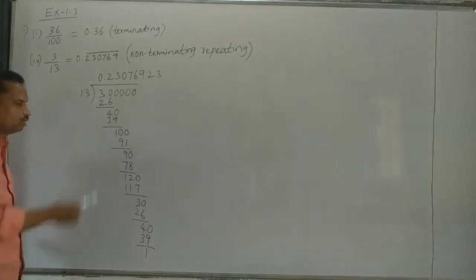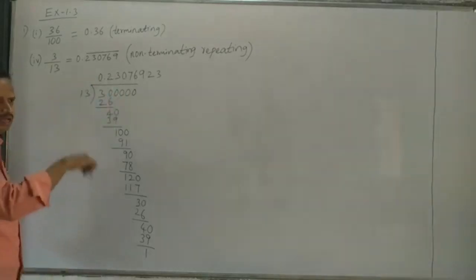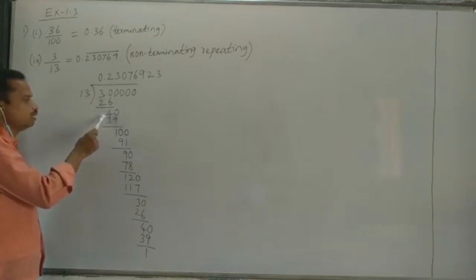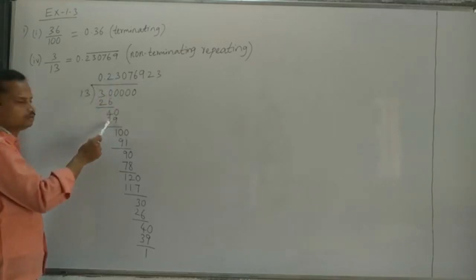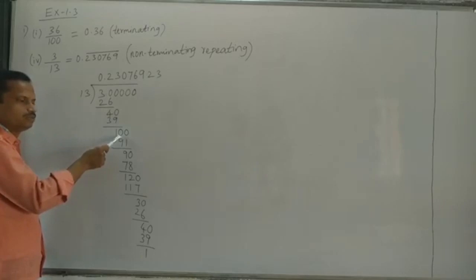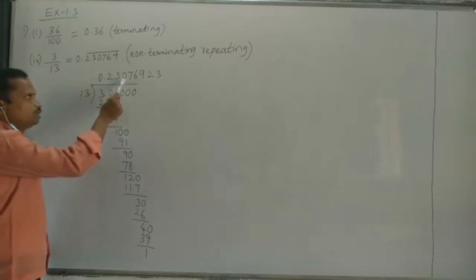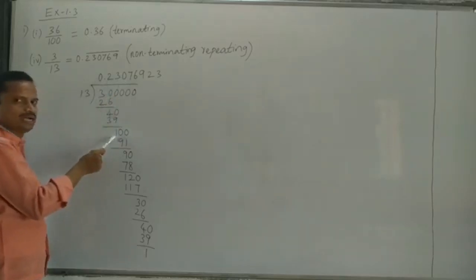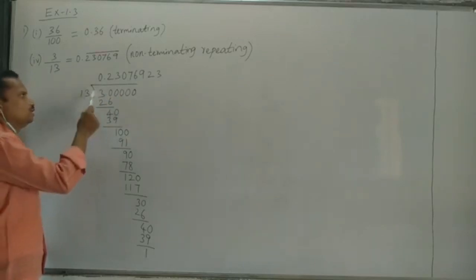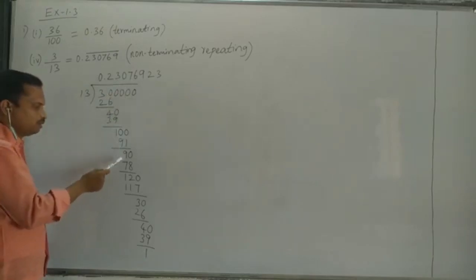You already know this, but to get the decimal value, you have to do this. After getting the remainder 4, you take 0 and now it becomes 40. In 40, 3 13s are there. 13 into 3 is 39, and the remainder is 1. You add 0, it becomes 10. Still it's not enough because the divisor 13 is greater than 10. So again we put 0. Now it becomes 100. In 100, how many 13s? 7. 13 7s are 91 and the remainder is 9.